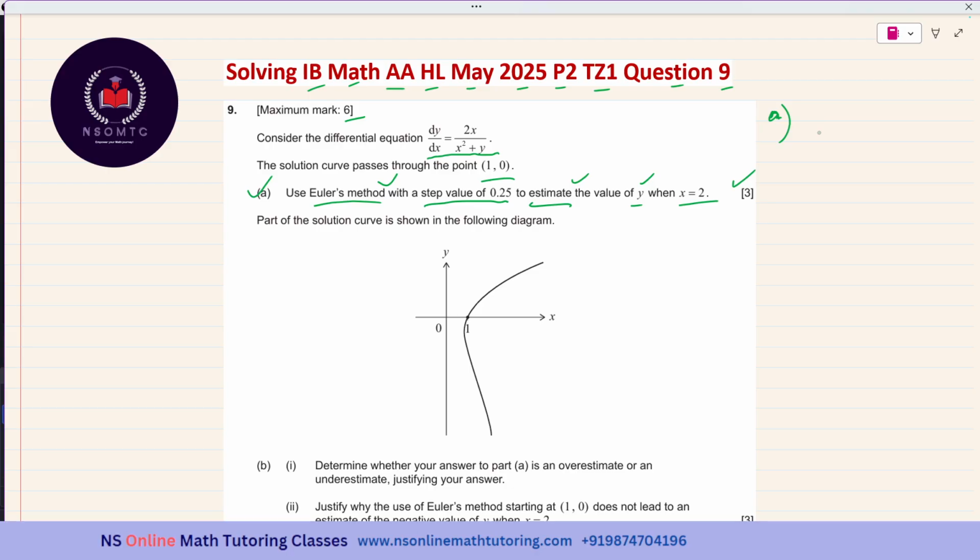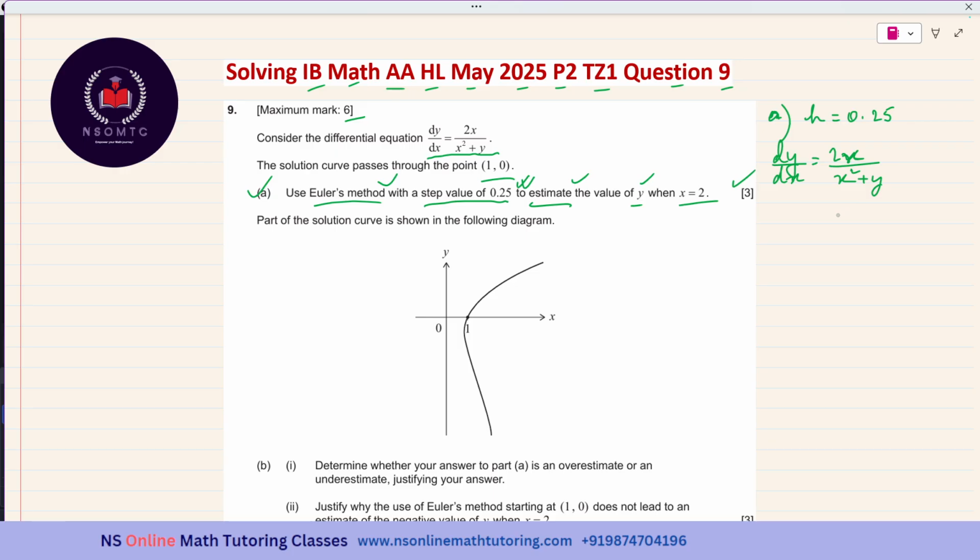For Euler's method, the step value or step size, this is h, is given to be equal to 0.25. And the gradient function dy by dx is equal to 2x over x squared plus y.